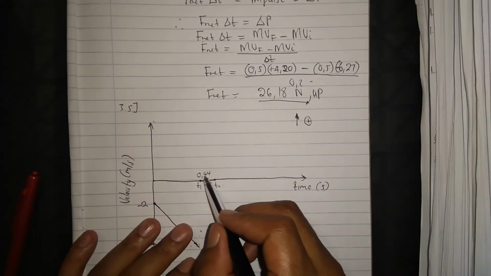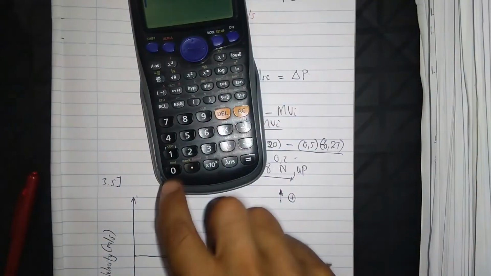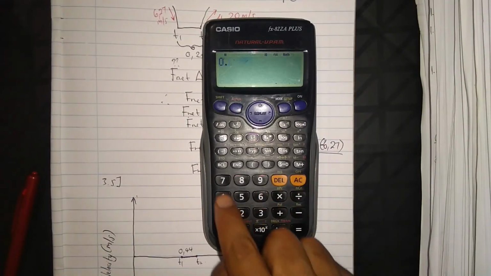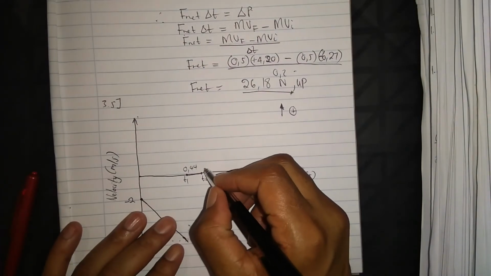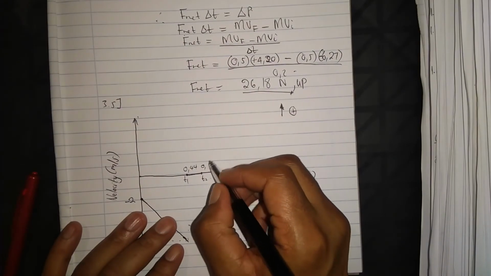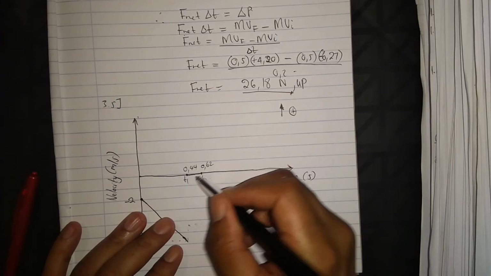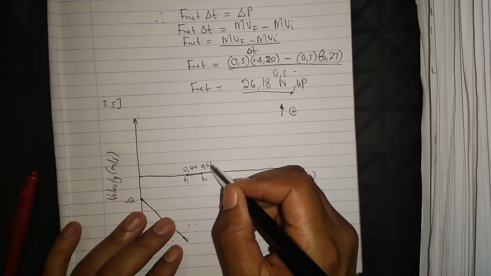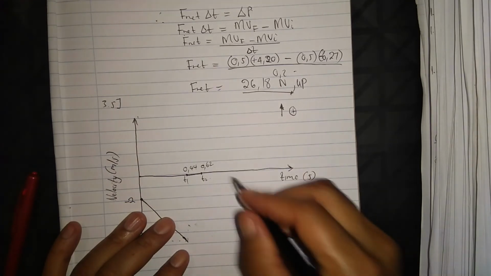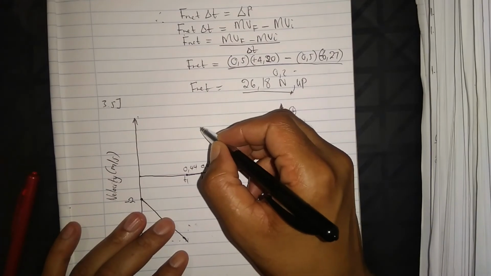So what is 0,44 plus 0,2? 0,44 plus 0,2 is equal to 0,64. So therefore at t2 we have a time of 0,62. This is the contact time, from 0,44 to 0,62. This is the contact time. So after 0,62 the ball rebounds now.